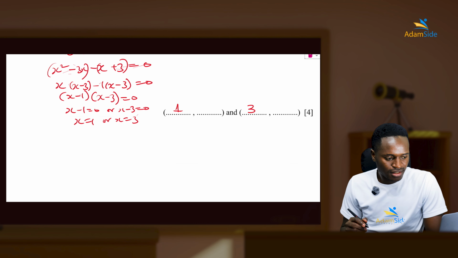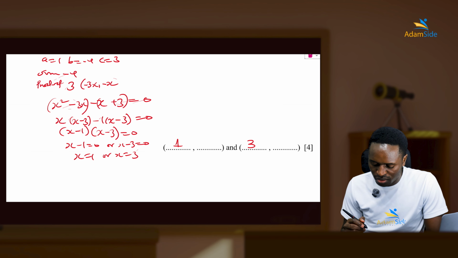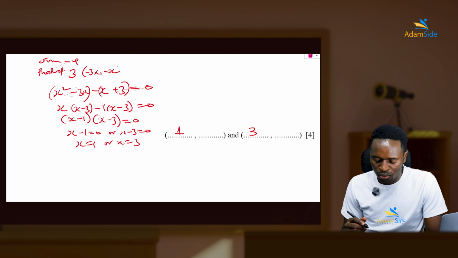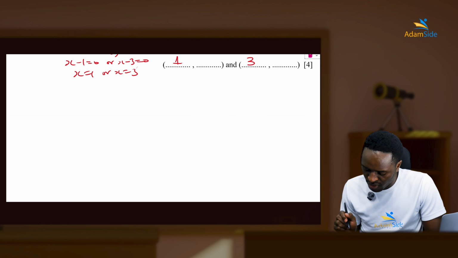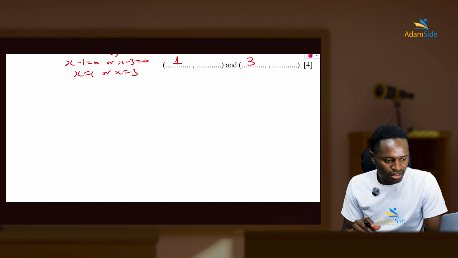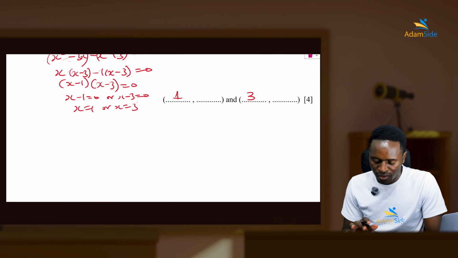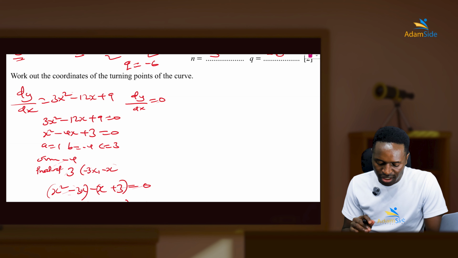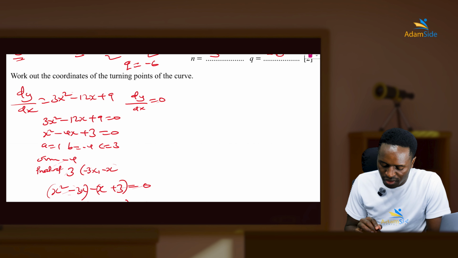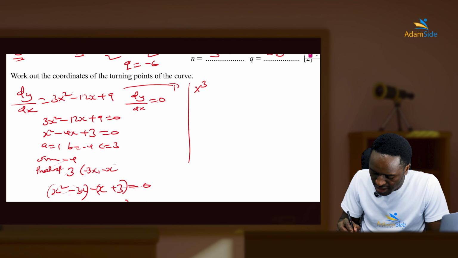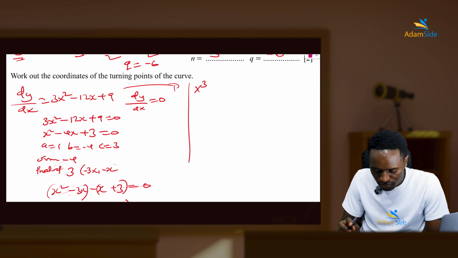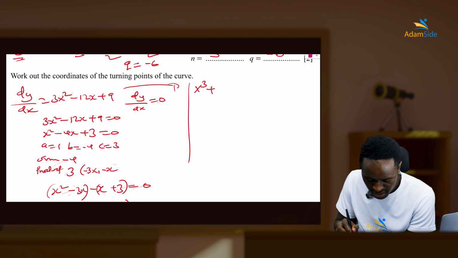Now apply this into the curve. Because now we have 1 and 3, what will we get when x is 1? We'll go back to the main function. If this was the derivative, the main function y was a different one. The main function y was x power 3.